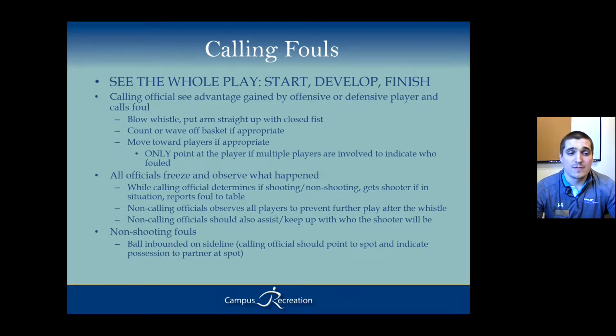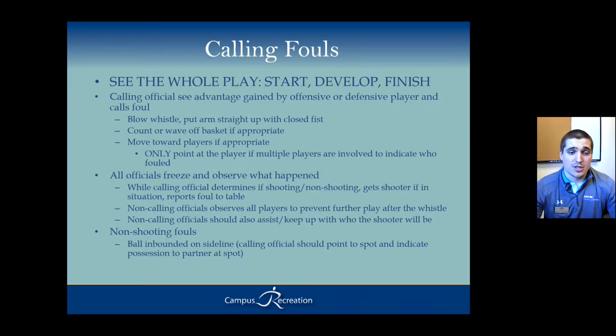When a whistle blows and a foul is called, all the officials need to freeze and observe what happens. While the official who called the foul goes over to the scorer's table to report the foul, the other two need to continue officiating the game. The two non-calling officials will be observing the game and making sure that, one, no further fouls happen, and then to also prevent the play from going on any further. If a team fouls and then they try to go score a basket, they may not hear the whistle. So you can just blow your whistle repeatedly to let everybody know that the play has stopped.